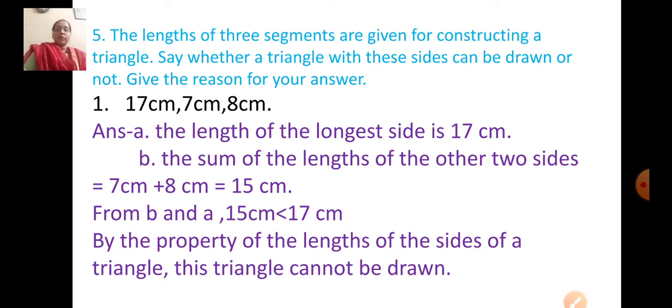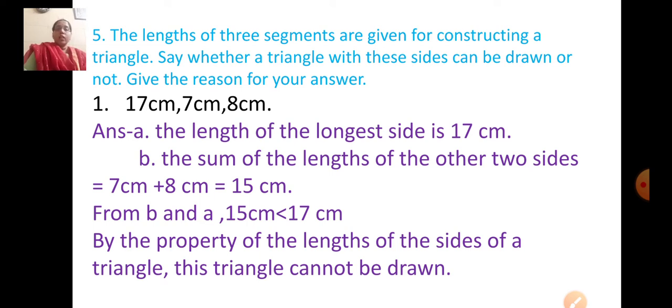So let us see the first sum. 17 centimeter, 7 centimeter and 8 centimeter. So here I have given A, that is the length of the longest side is 17 centimeter. Let us take the longest side as the third side and we'll add the other two sides. Now B, the sum of the length of the other two sides, which are the other two sides left? 7 centimeter and 8 centimeter. 7 plus 8, the answer is coming 15 centimeter.